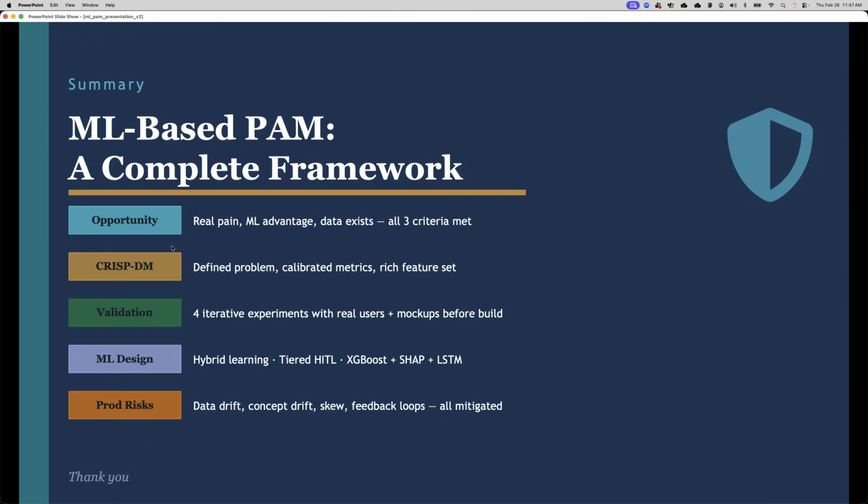To close, this ML-based privileged access management system addresses a fundamental gap in enterprise security. Static rules in a dynamic world cannot work. The opportunity is real. Machine learning provides a clear advantage, and the business impact is high. The project demonstrates a complete AI product framework from opportunity evaluation to CRISP-DM business understanding to user validation, system design, and production risk planning.